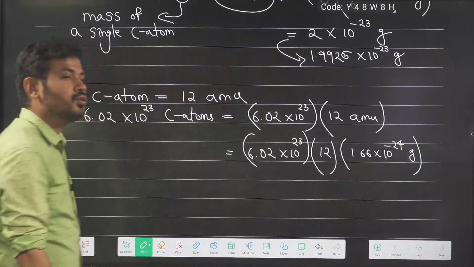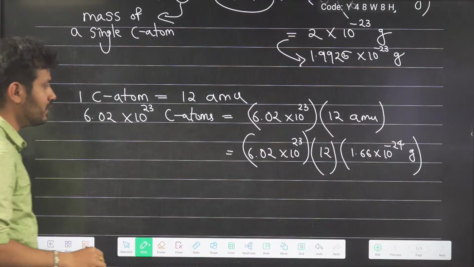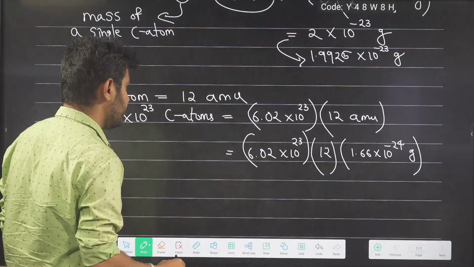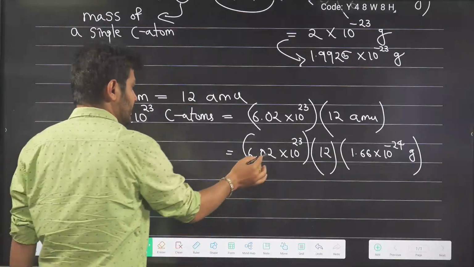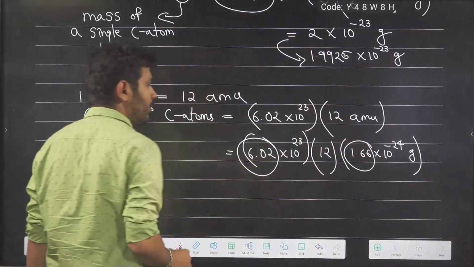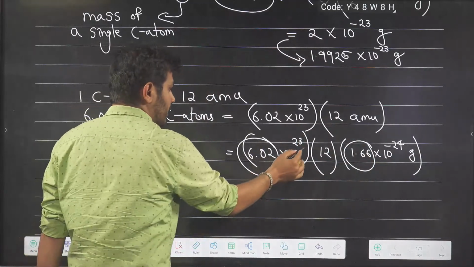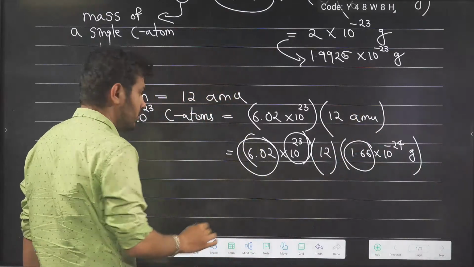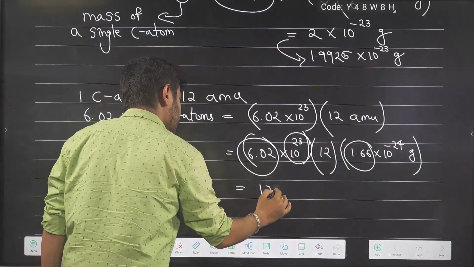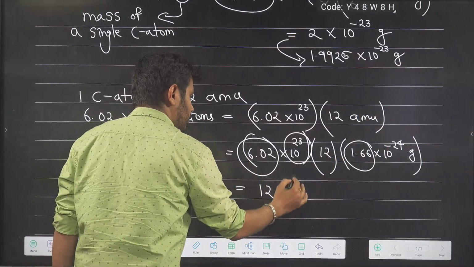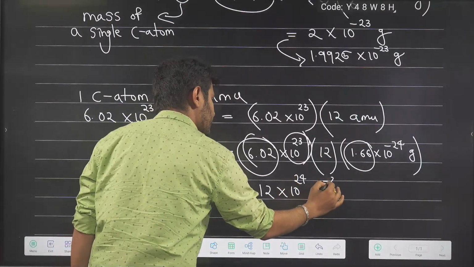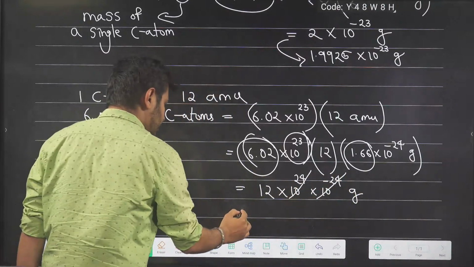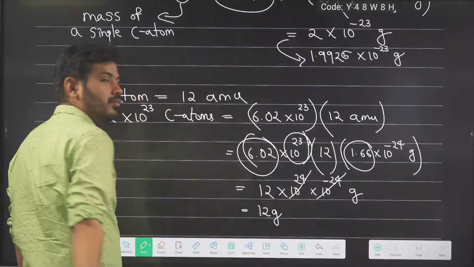Now try to solve this. Upon solving, what you will get is 6.02 into 1.66. This is how much? Can you tell me? 6.02 into 1.66 will come out to be somewhat around 10. Okay, 10 to the power of 23 into 10 is 10 to the power of minus 24 plus 24, so 10 to the power of minus 24 cancelled. So what is left out? 12 into 10 to the power of plus 24 into 10 to the power of minus 24 gram. 10 to plus 24 and 10 to minus 24 are cancelled. So what is left out is 12 gram.